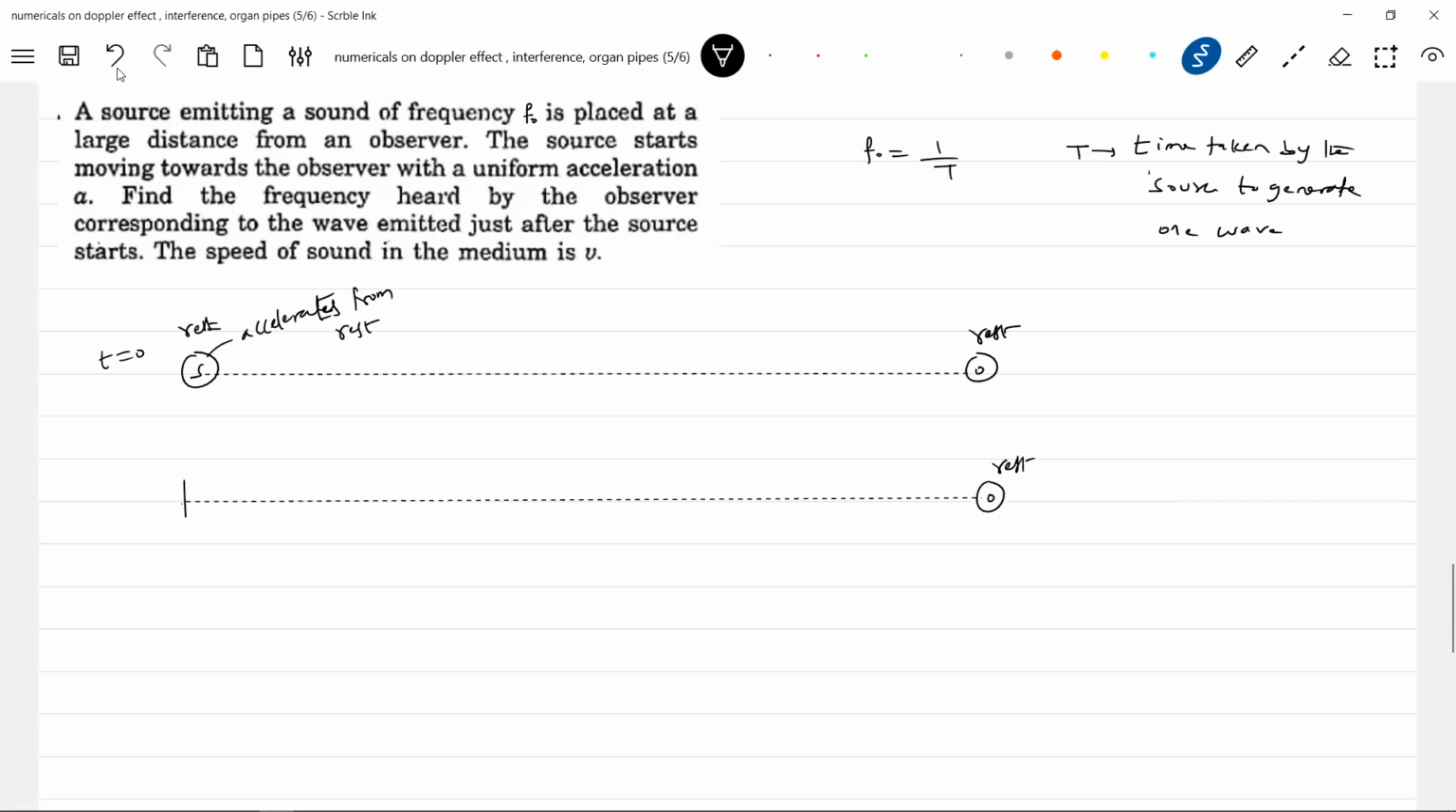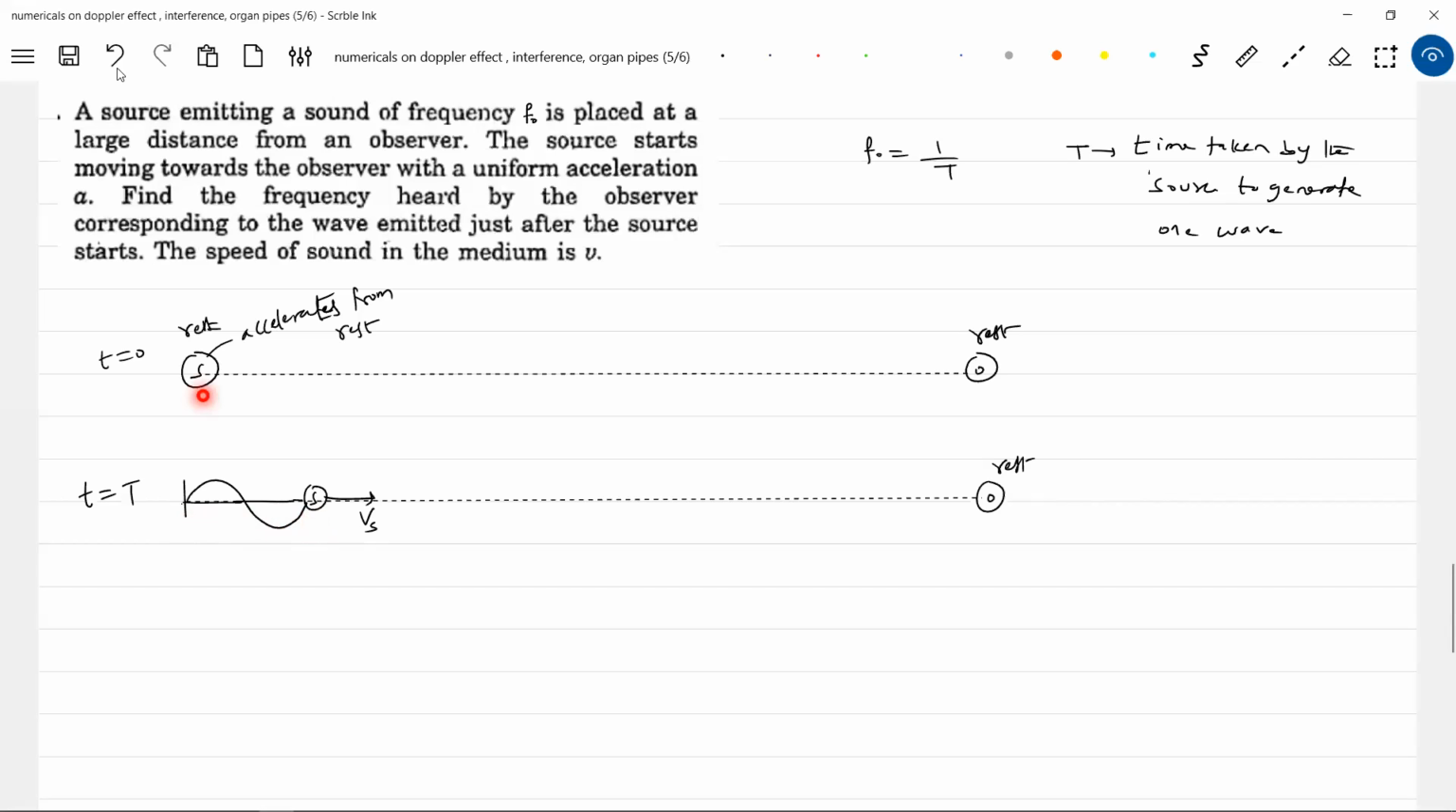So by the time a wave is generated, for your understanding purpose, I'm showing it a little bit big. This will take some time here, no? So the source, what happened? By the time the wave is generated, it will be here at this point. What is the time? T. And the speed of the source will be increasing in this interval of time. It was at rest. By the time a wave is generated, the source will be moving and generating.